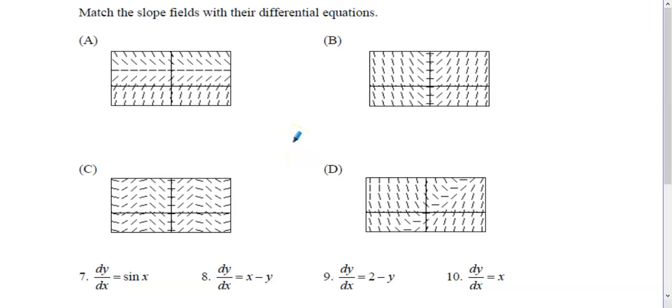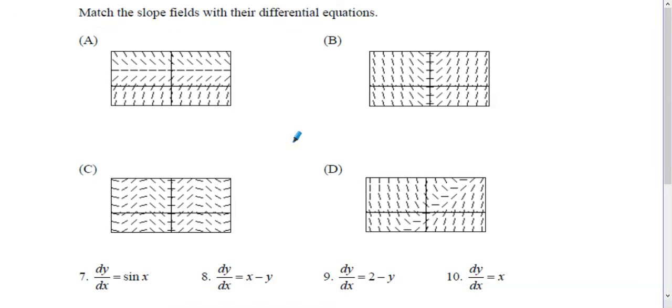So in the prior videos we introduced slope fields, and we talked about how to build a slope field from scratch. The discussion we're about to have in this video is, well, here are some slope fields that are already built. Which of these differential equations would have been used to build each of the slope fields? So, matching up a slope field with its differential equation.